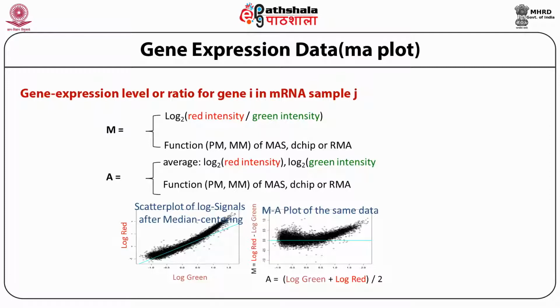When you do the ratio of these two, that's the M score, and then we have the average of these two, which gives us the A score, the average of the log2 intensities of red and green. So you can see that this MA plot is a very important plot to know the variation in the gene expressions. And this is the cartoon that shows the plot of M by A, which is plotted on this particular axis.